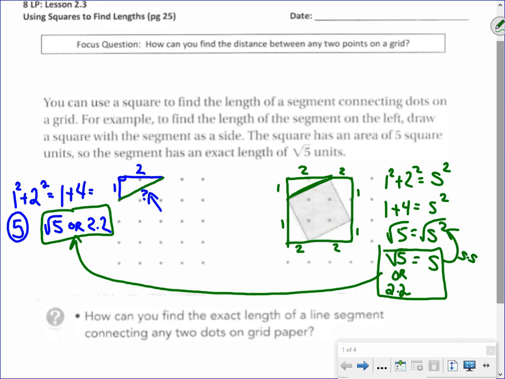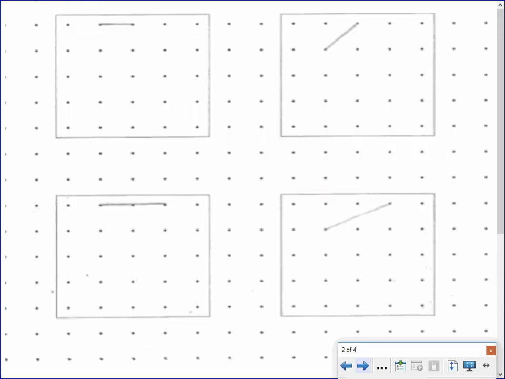So we're going to do some practicing on the back, and this is probably something that we are not going to finish today. It's probably going to take a couple days, but we're going to have you guys do some practicing.